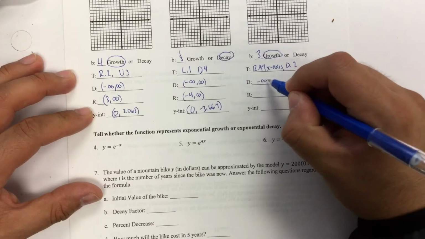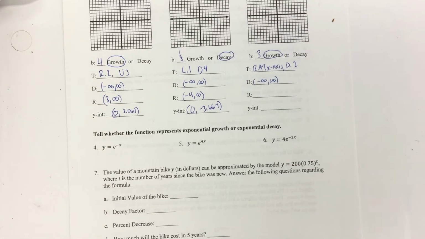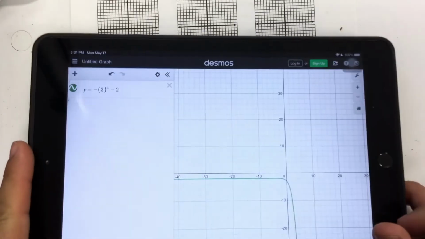Domain is going to be all real numbers. And now, graphically, we're going to take a look at this one real quick, because since it is reflected across the x-axis, that's going to look a little bit different. So I'm just typing it in real quick, and -2. All right, so this is what the graph looks like.